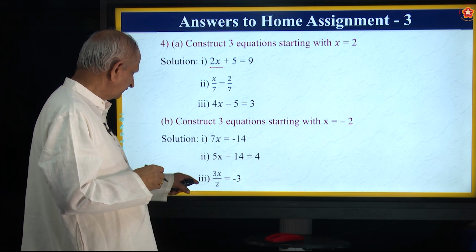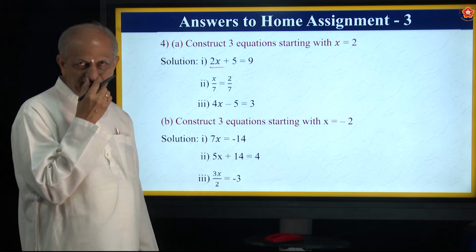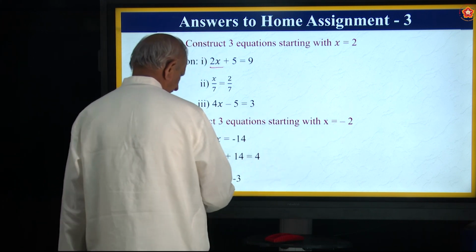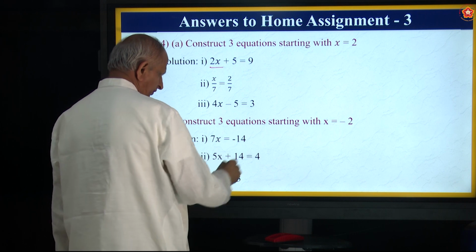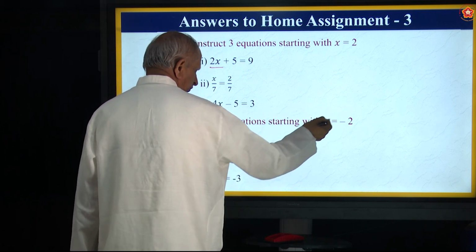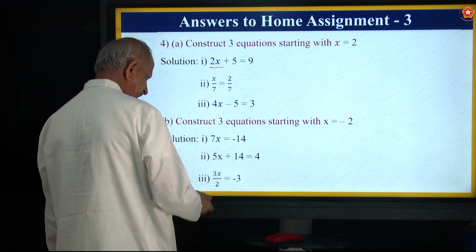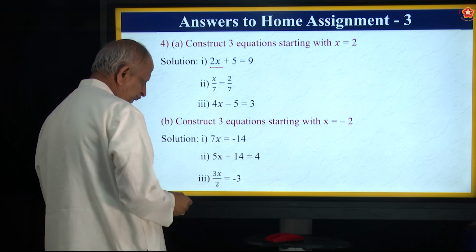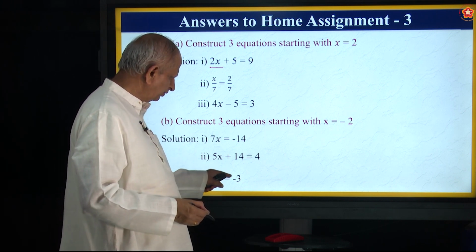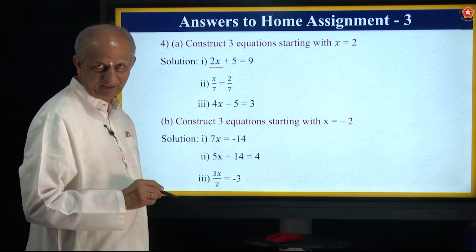Third one, 3x by 2 is equal to minus 3. How did we get it? Multiply this x by 3, you get 3x. And similarly, multiply the right side by 3. So 2 into 3 becomes 6, minus 6. Divide by 2. So 3x by 2 is equal to minus 3. That also gives the same answer.